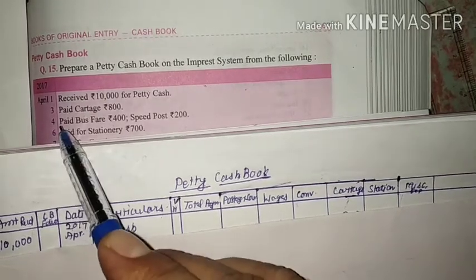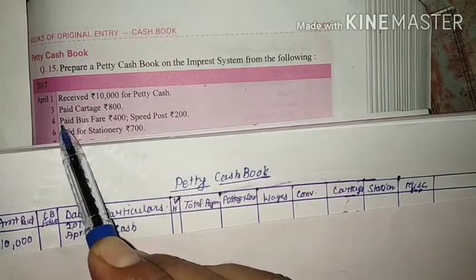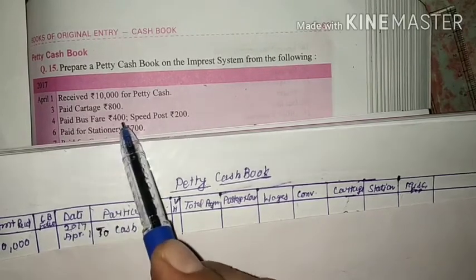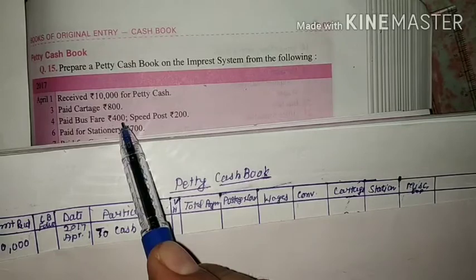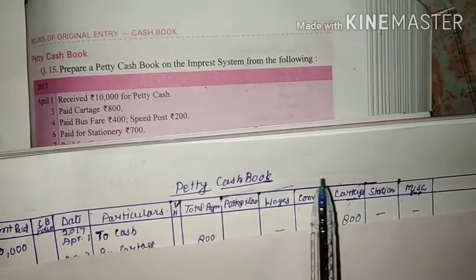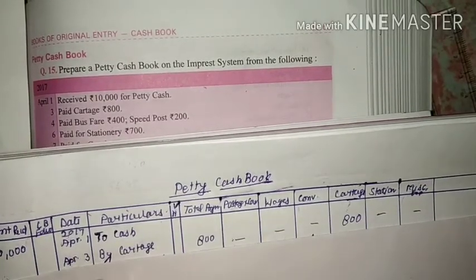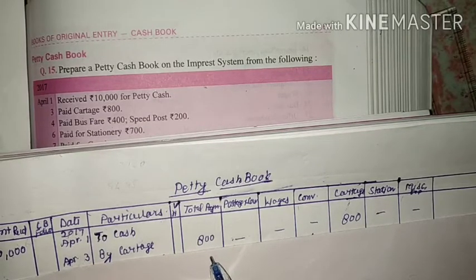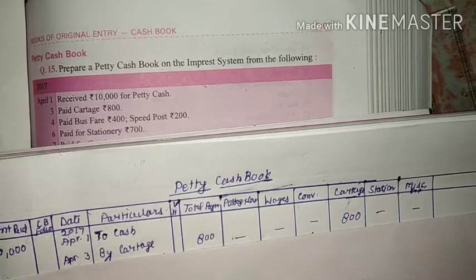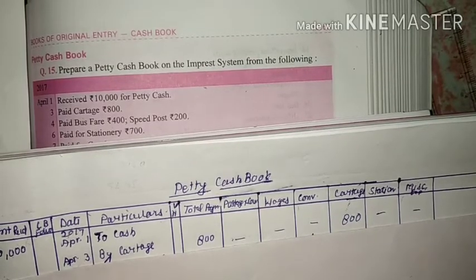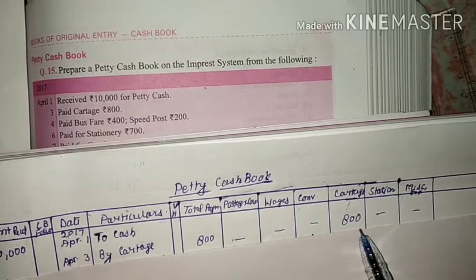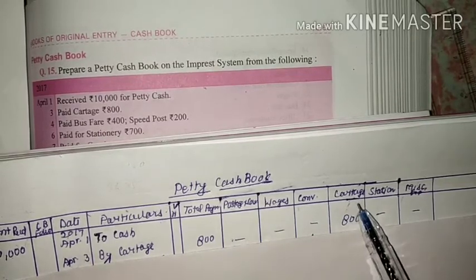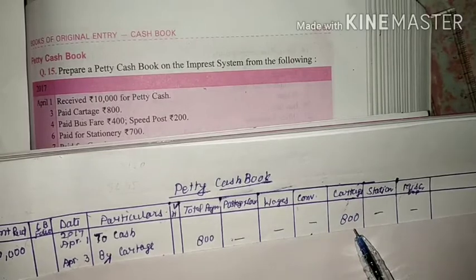Then come to the next date, April 3rd, paid cartage 800. We paid cartage 800, so it is shown here, April 3rd, By Cartage 800, in the total column, because all the amounts that have been paid come here. For this, cartage will also be shown in the separate column. Here cartage 800 is shown.